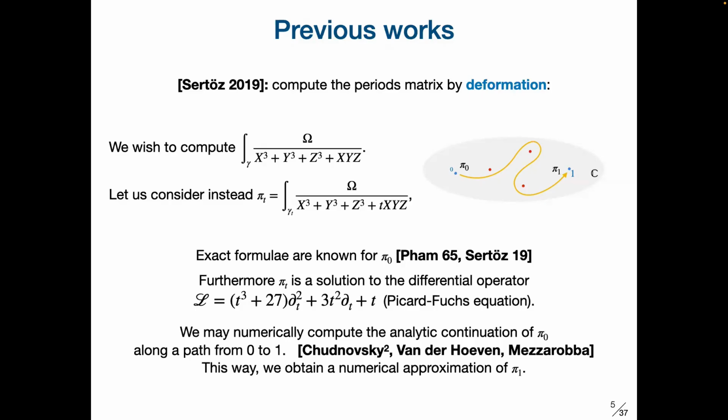The second ingredient is the fact that this function is also a solution to some linear differential equation, called the Picard-Fuchs equation of this integral. And so from these two facts, you know the value of the function at a given point, and you know a solution to some differential operators. You can do numerical analytic continuation from the point you know to the point you want to know the periods of. And this can be done automatically with the computer thanks to works of these people. And doing this, you obtain a numerical approximation of pi at 1, which is precisely what you wanted to start with.